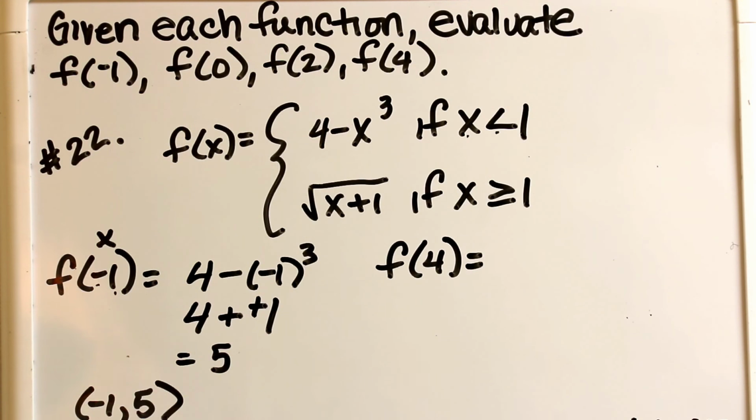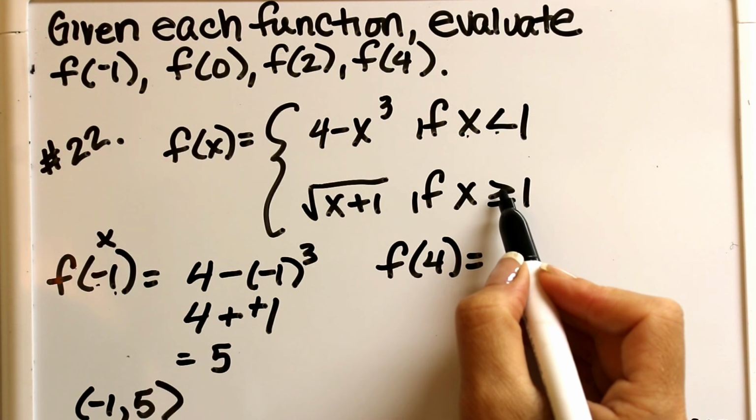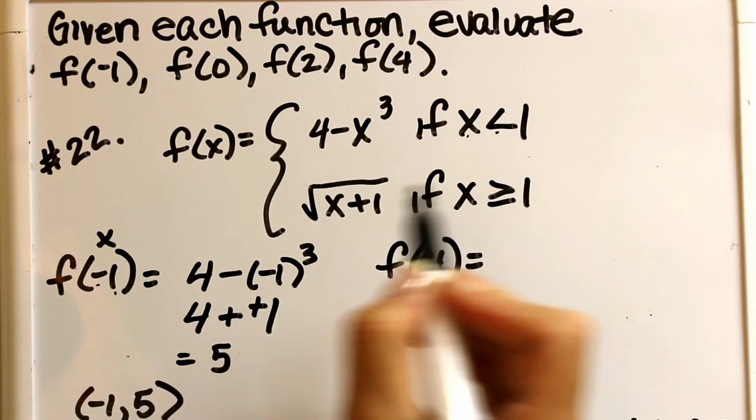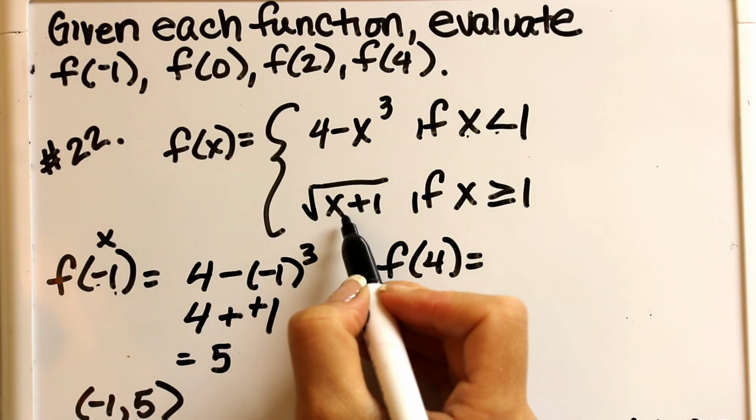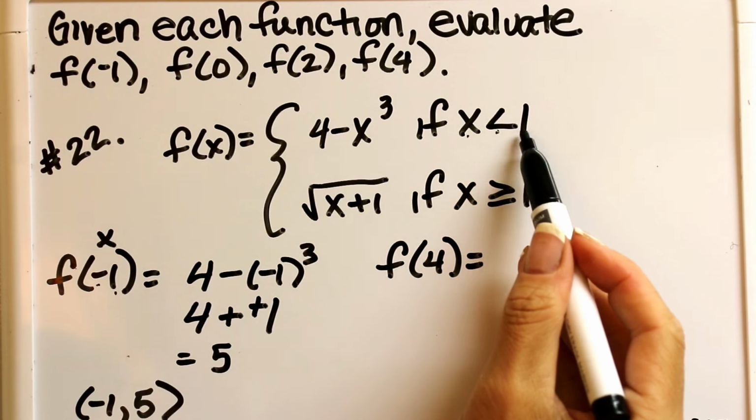Let's find f of 4. 4 is our x value again. Now 4 is greater than or equal to 1. So you have to use the second function. We can't use the first one. That's only if x is less than 1.